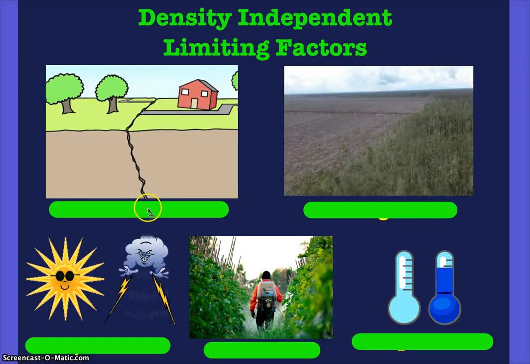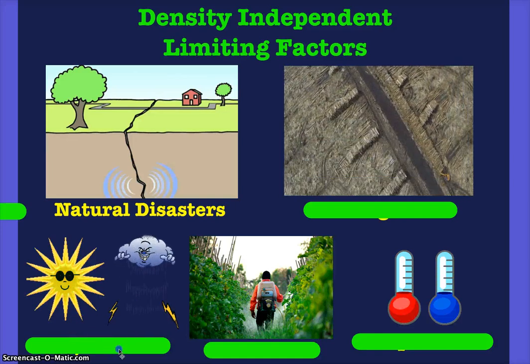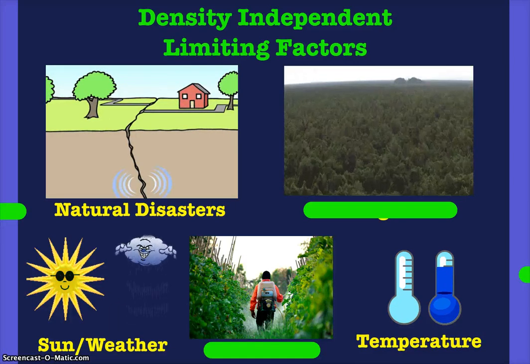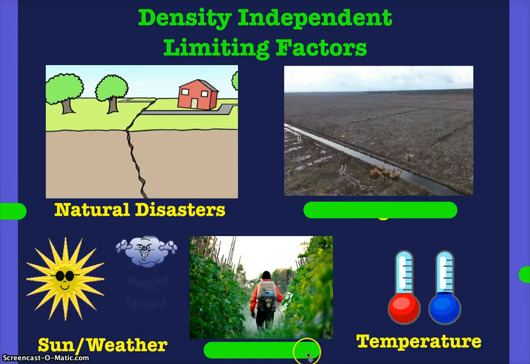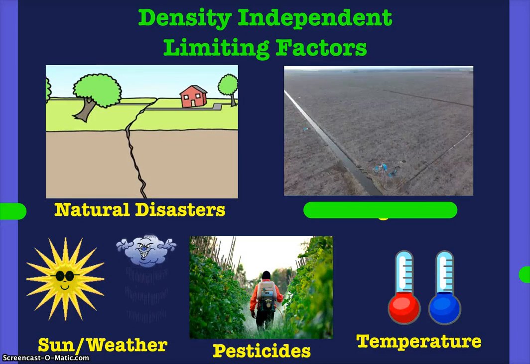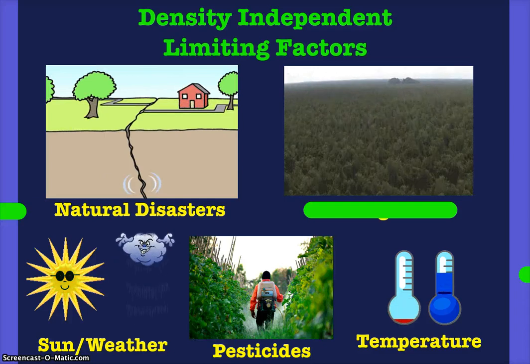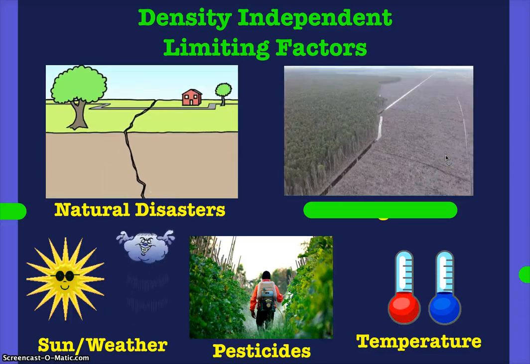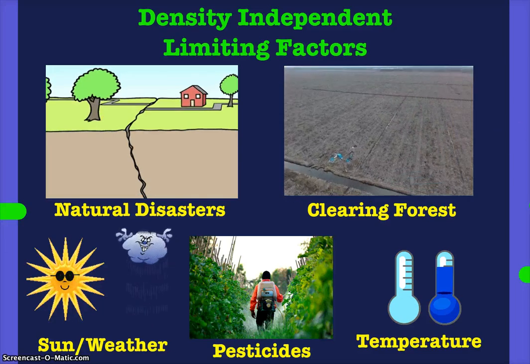Natural disasters and weather. That's a big one. So natural disasters, weather, temperature, all those mean the same thing. And then what else? Pesticides. Good. I rarely get that one. Pesticides wipe out a pest population, even a plant population for that matter. And what do you think's happening here? What do you see happening? So fast, yes, deforestation or clearing a forest.